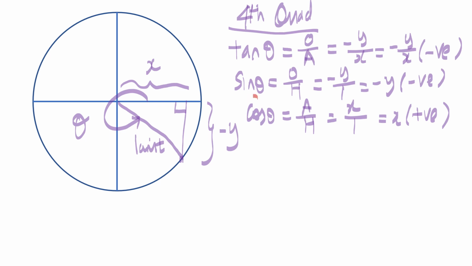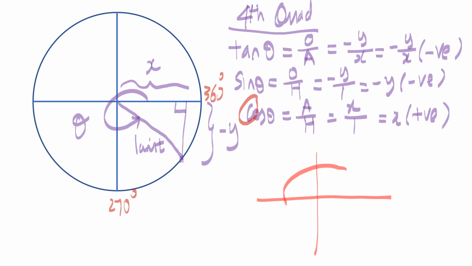So you realize that cosine theta, where theta is between 270 to 360, is a positive value. For sine and tangent, they are both negative values. As a result of all this, we can have a conclusion. In the first quadrant, all trigo ratios are positive. In the second quadrant, only sine theta is positive. Third quadrant, only tangent theta is positive. Fourth quadrant, only cosine theta is positive.